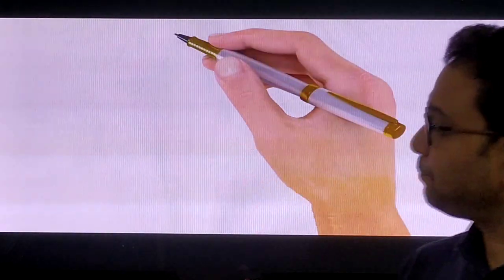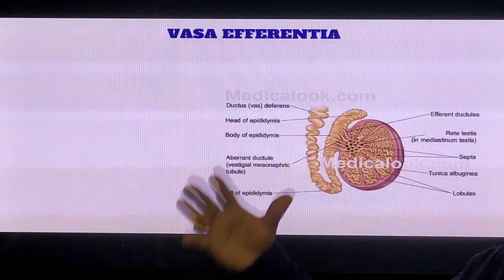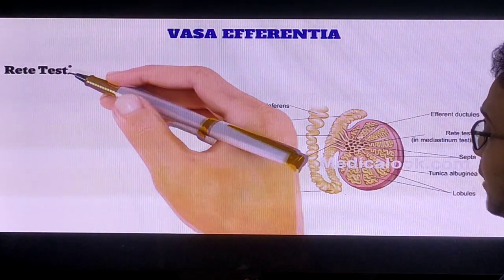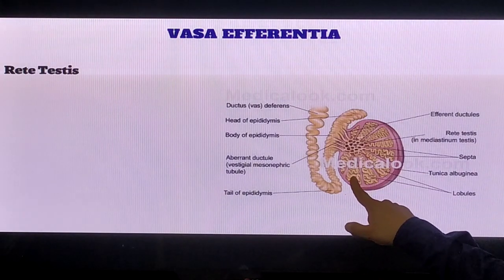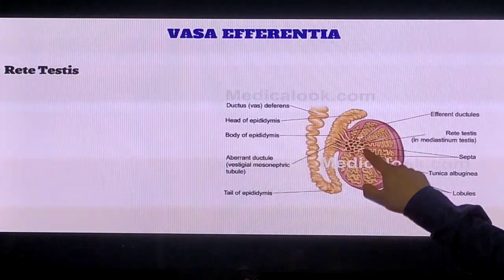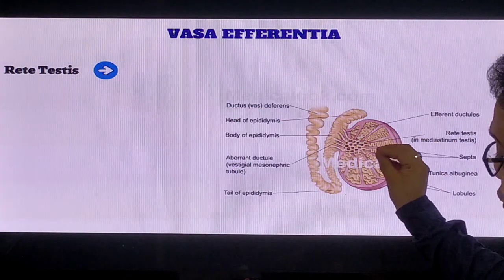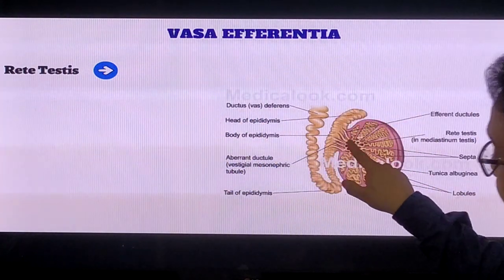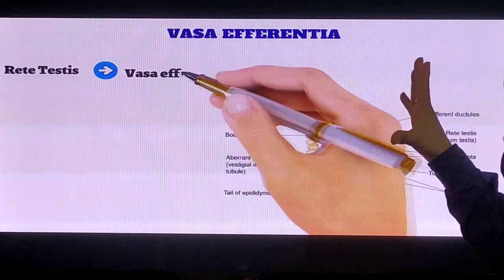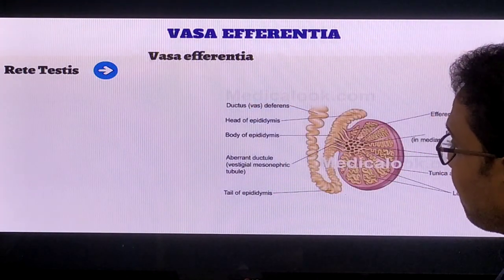Clear? Okay. Now the vas deferens. Most importantly, if you go from the inside, the vas deferens is the important part. So first there are the testicular lobules and the seminiferous tubules. After that, this region is called the rete testis. Many seminiferous tubules join together to form the rete testis. Then the rete testis divides further and forms the vasa efferentia, right?